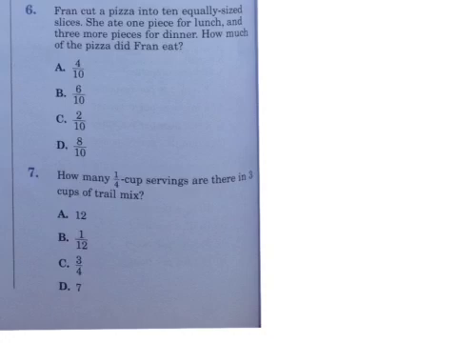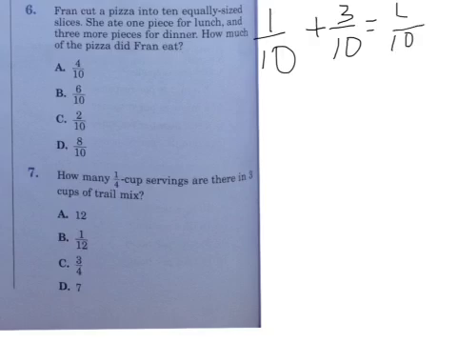So all we're going to do is we're going to simply say, well, we know she ate 1 out of 10 slices one day, and then the next day she ate 3 out of the 10 slices. So we have the same denominator, so we're just going to simply add our numerators, and we're going to have 4 over 10. So number 6 is A.